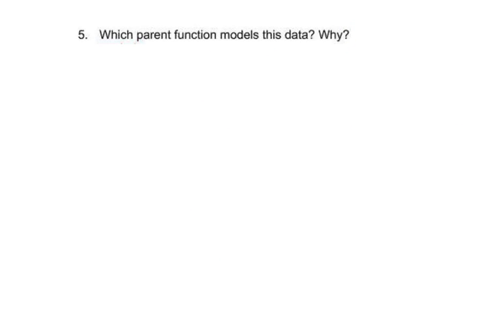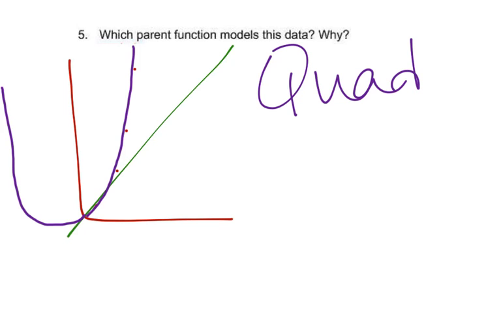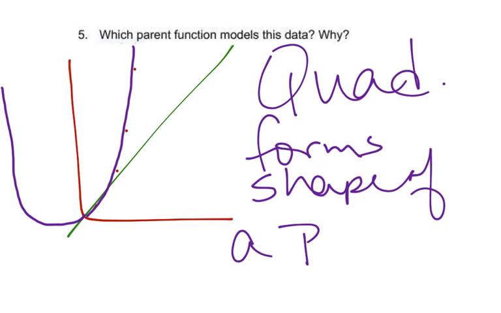So which parent function models this data and why? If you look back at your graph and you had it like this, okay, think of it as if I connected it. If I just drew a straight line, would it hit all the dots? No, so it's not linear. But if I connect my dots, see how I have a curve? And if I were creative and extended the curve, does that not look like a parabola? So your answer is quadratic because it forms the shape of a parabola.